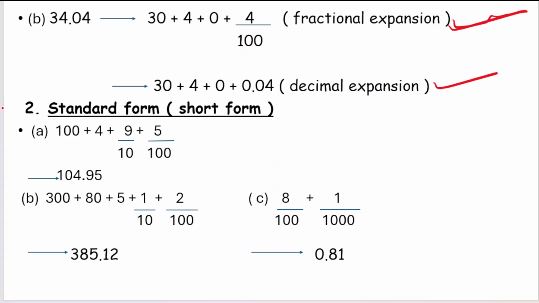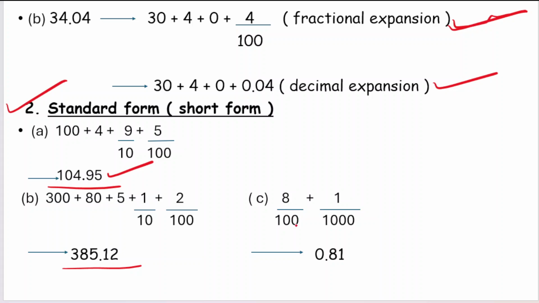Now let us look at question number 2, the standard form or the short form. So again it is just the opposite of expanded form. So 100 plus 4 plus 9 by 10 plus 5 by 100 is 104.95. This is how we represent it in short form or the standard form. Number B, 300 plus 80 plus 5 plus 1 by 10 plus 2 by 100. So it is 385.12.